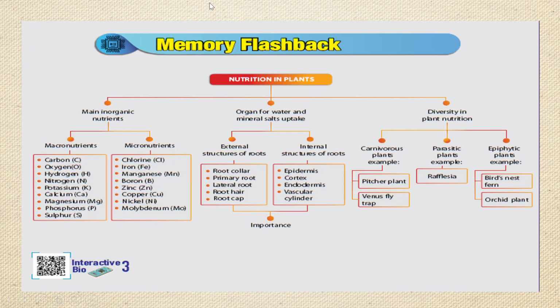So we have come to the end of Chapter 3, Nutrition in Plants, where we first looked into the main inorganic nutrients, which are divided into macronutrients and micronutrients. Also, we looked at the organ, the root, for water and mineral uptake. We saw the external structure with these terms, and also the internal structures of the roots and their significance, as well as the last part, which we have just discussed, the diversity in plant nutrition.